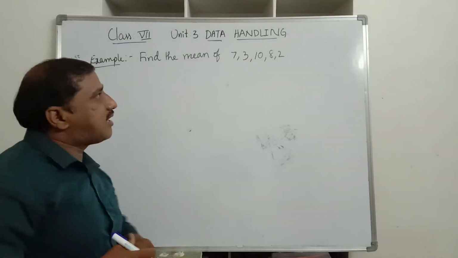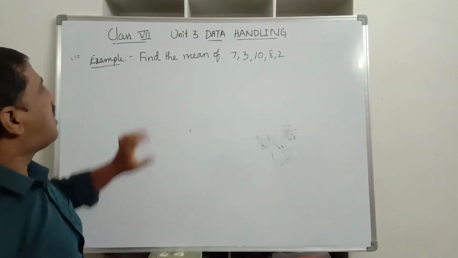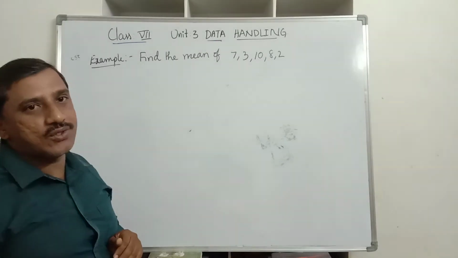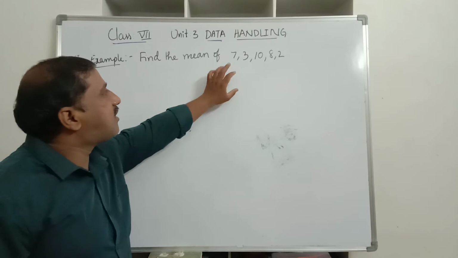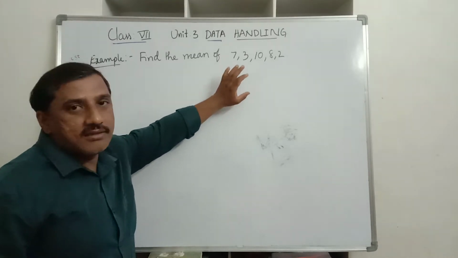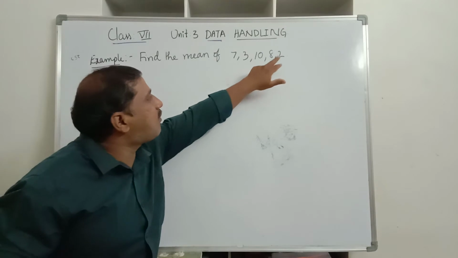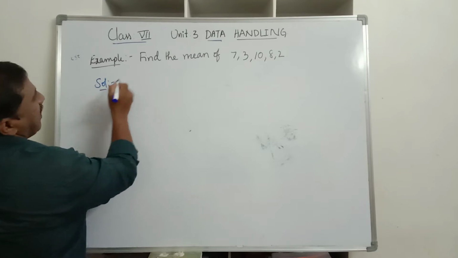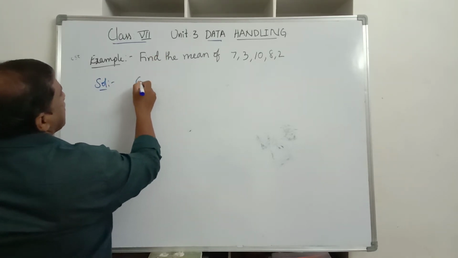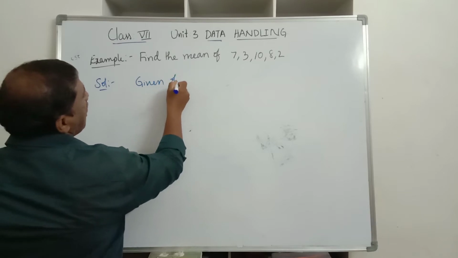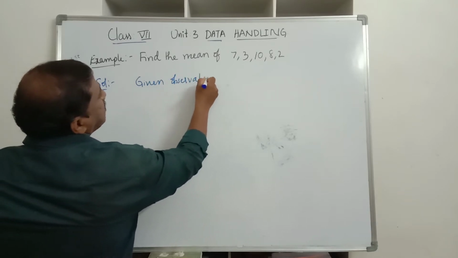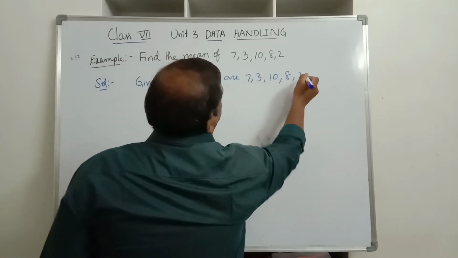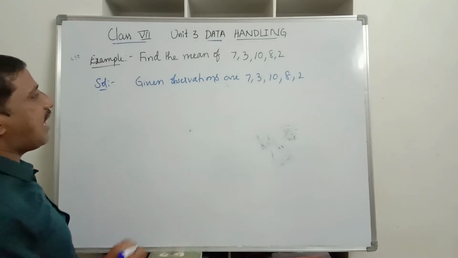Now we will discuss one example to find the mean of the given data. Find the mean of 7, 3, 10, 8 and 2. So how many observations are given here? Total 5 observations: 1, 2, 3, 4, 5. We need to find the mean of the given data. Given observations are 7, 3, 10, 8, and 2.